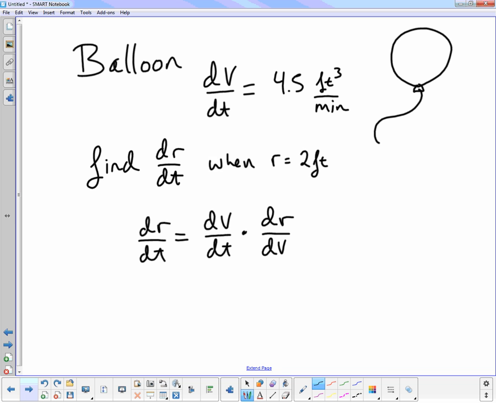So I need a relationship from the geometry that relates volume and radius. The volume is equal to 4/3 pi r cubed. Now, if I really wanted to, I could take the cube root to get r alone, and then take a derivative in terms of V. But why? That's not nice. Instead, what I'm going to do is dV/dr, and this becomes 4 pi r squared. So dr/dV would just be the reciprocal of that.